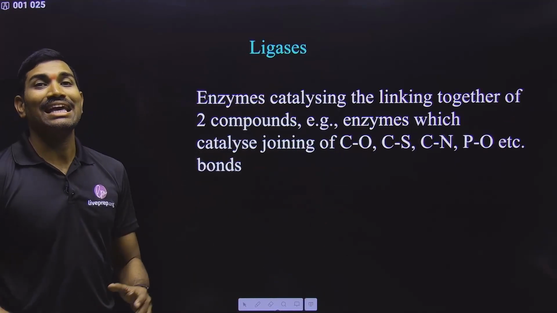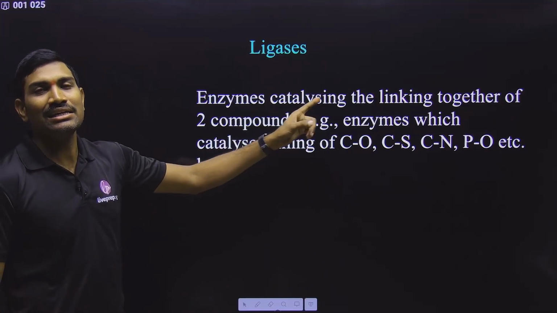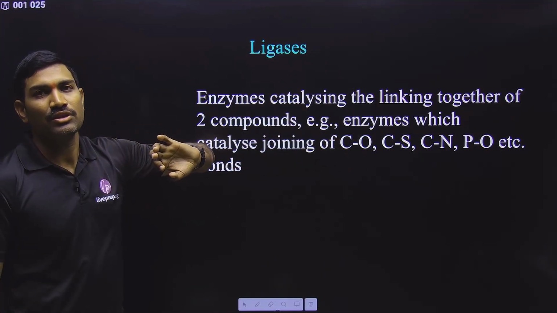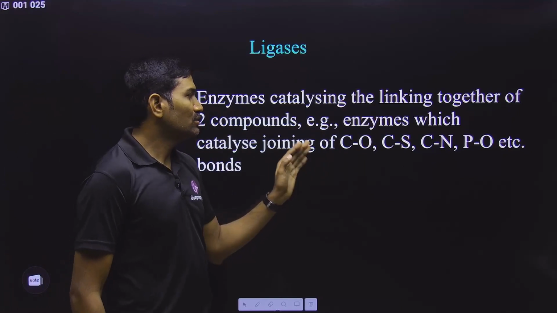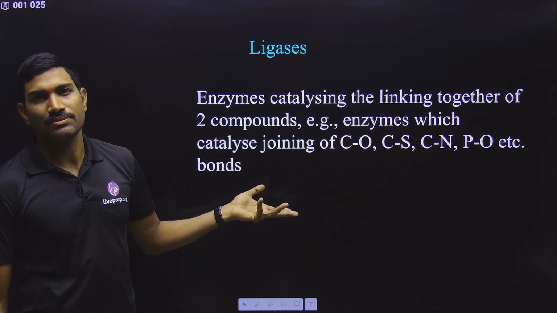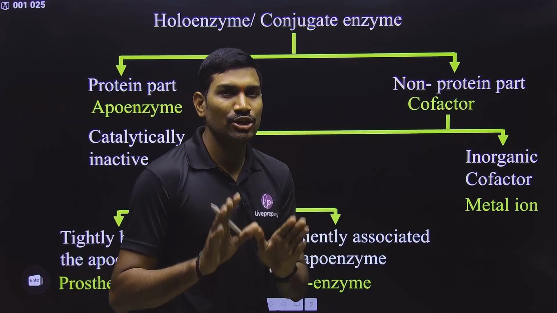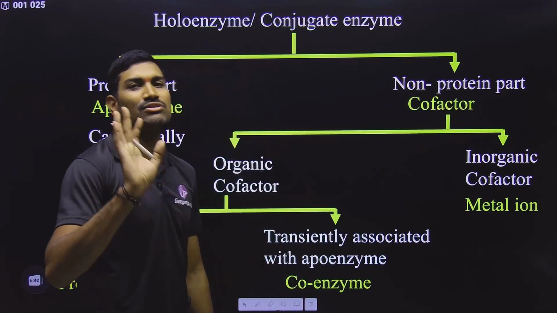They may be optical isomers, positional isomers, or geometrical isomers. Different types of isomers may be formed because of these enzymes. And the last one is ligases. Ligation means what? Attachment. So that means they are linking different molecules so that they form different products. So generally they are involved in joining different types of molecules. This is what they are talking about. So these are the 6 classes. Please remember, you need to remember these classes in the same sequence only.